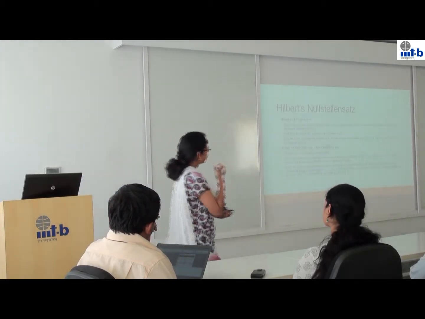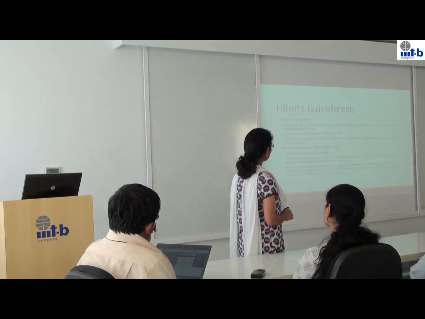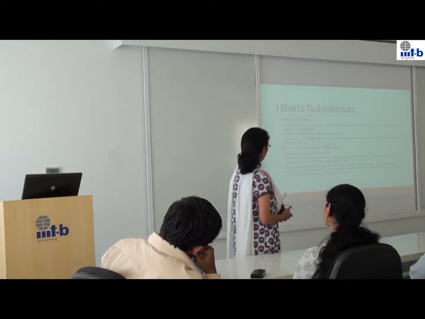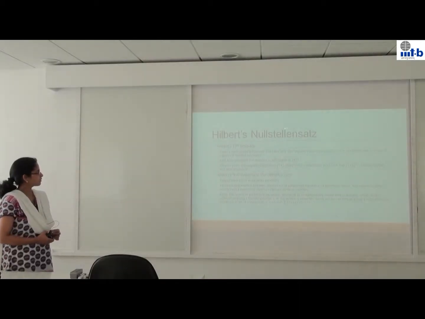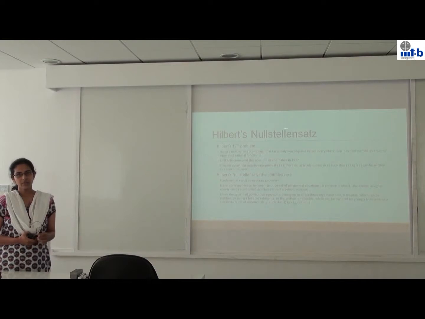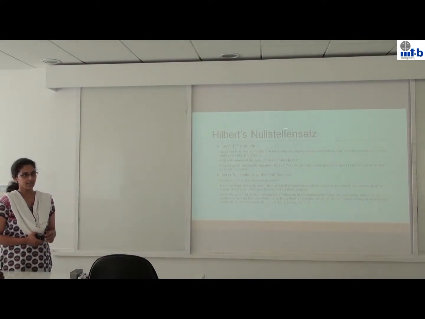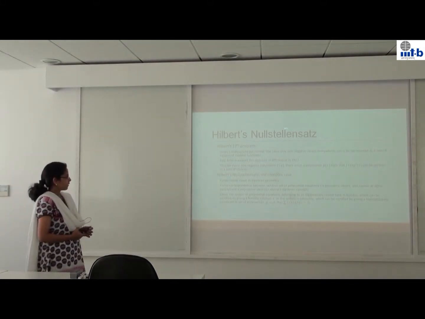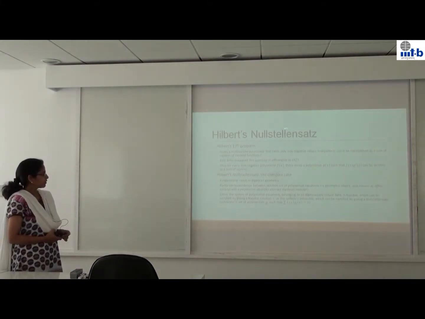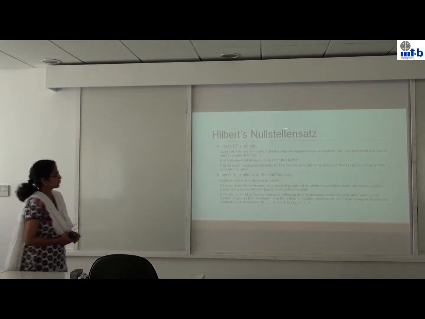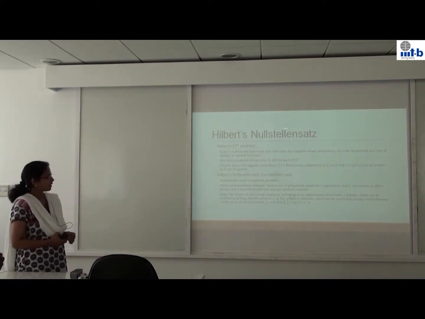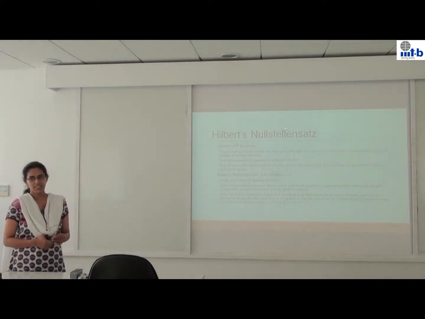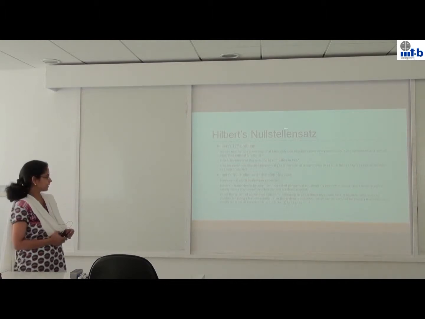So algebraic geometry originated with Hilbert's 17th problem, which asks whether every positive polynomial can be represented as a sum of squares, and the answer to that is yes, which was given by Emil Artin in 1927. It tells us that for every positive polynomial there exists a representation of that which is a sum of squares.